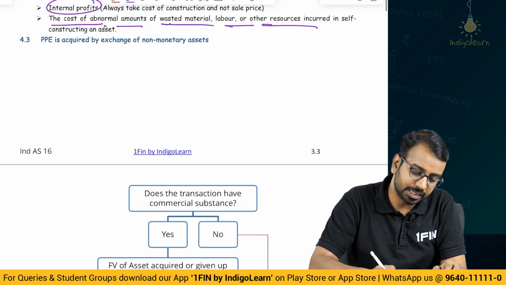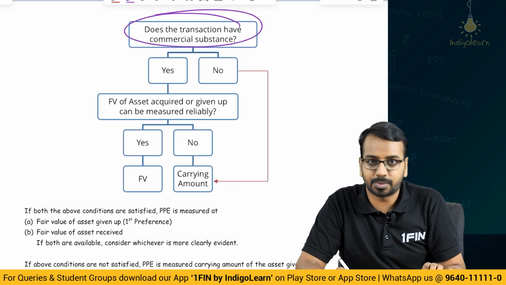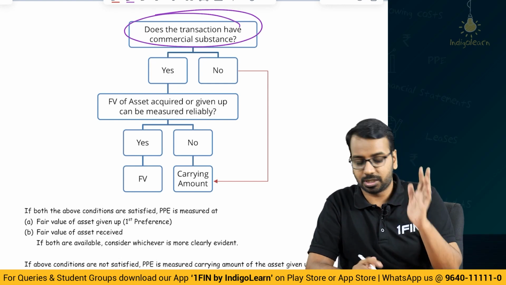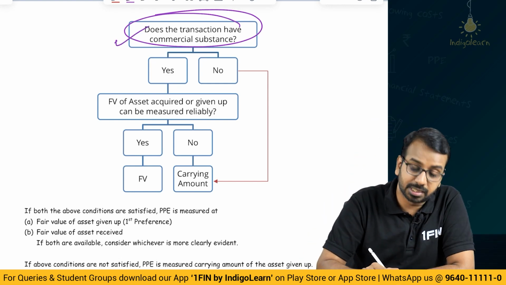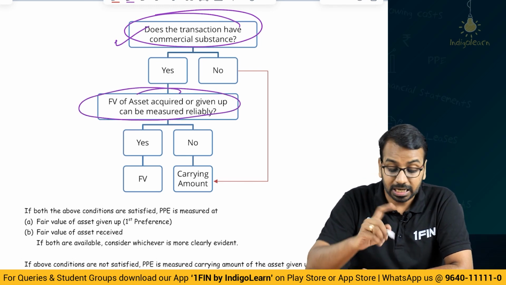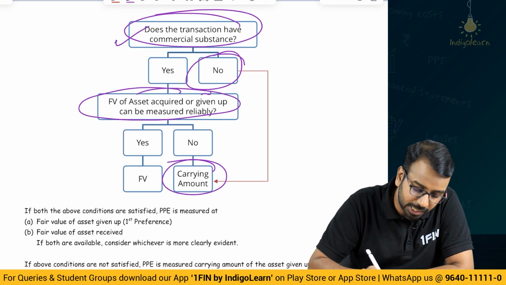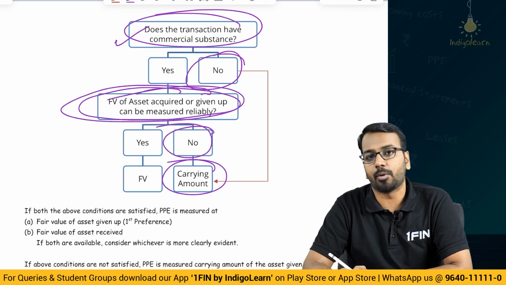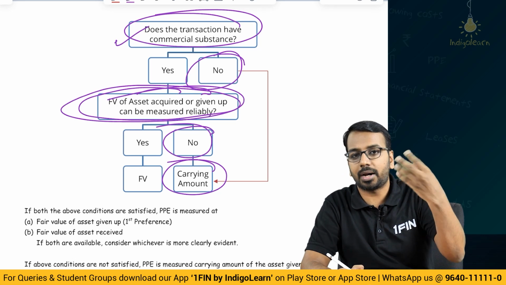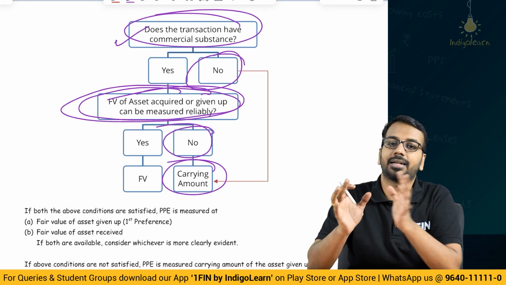If it is an exchange of non-monetary asset, then you have to see whether the transaction has commercial substance or not. So generally, if the same type of assets are exchanged, they don't have commercial substance. But if it has commercial substance, then you have to see whether you can measure the fair value of the asset acquired or given up. If it does not have commercial substance, you will directly take the carrying amount. If you don't have the fair value, then also you will take the carrying amount. So if fair value is not available for either the asset given up or the asset acquired, take carrying amount. If it does not have commercial substance, take carrying amount.